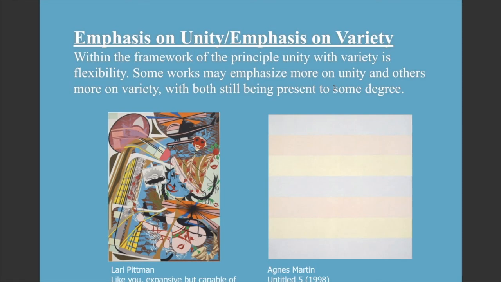So within this framework of unity with variety, there's flexibility. Some works are going to emphasize unity more, while others are going to emphasize variety more. So this work on the left, while it's unified, does have more of an emphasis on variety, meaning these elements are quite different. The work on the right has an emphasis on unity. Okay, and the unity is created through repetition of this rectangular shape, repetition of color, as well as the similarity among the saturation of all the colors.